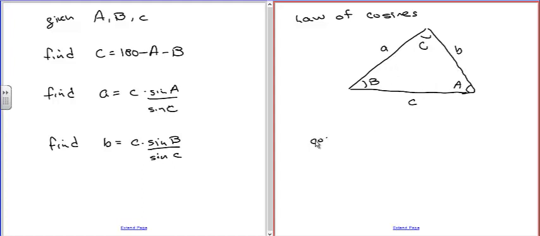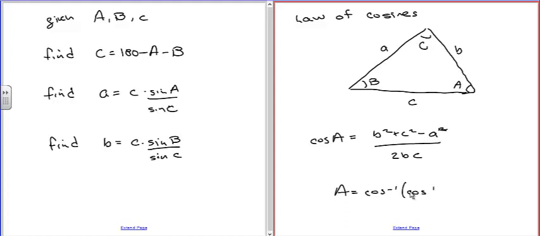So for example, if I'm given A, B, and C sides, the cosine of A is going to be equal to B squared plus C squared minus A squared. We always subtract the side associated with the angle, and then divide by 2 times B times C. So it's the two sides that are not involved. The only place A shows up is this subtraction. So A would be the inverse cosine of that, which gives you angle A.